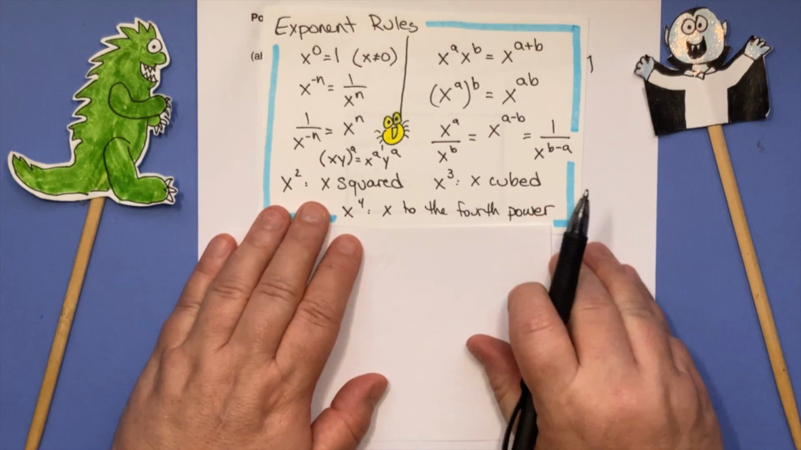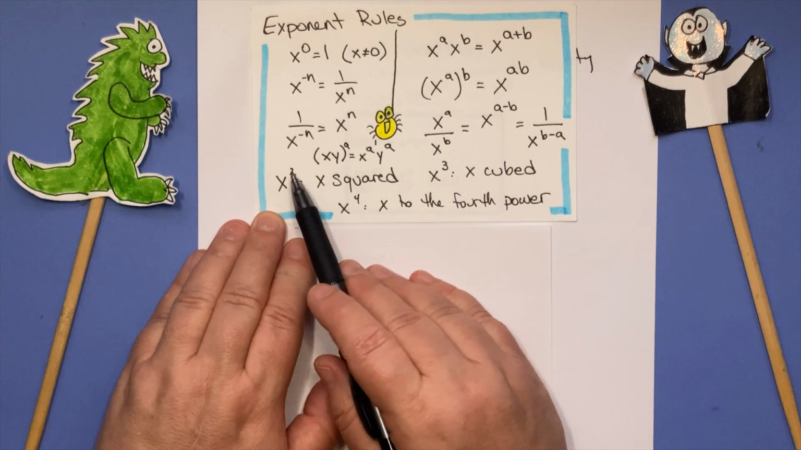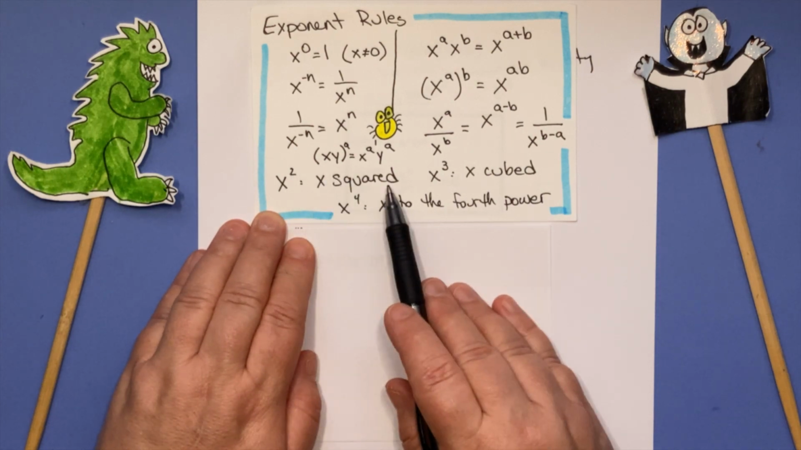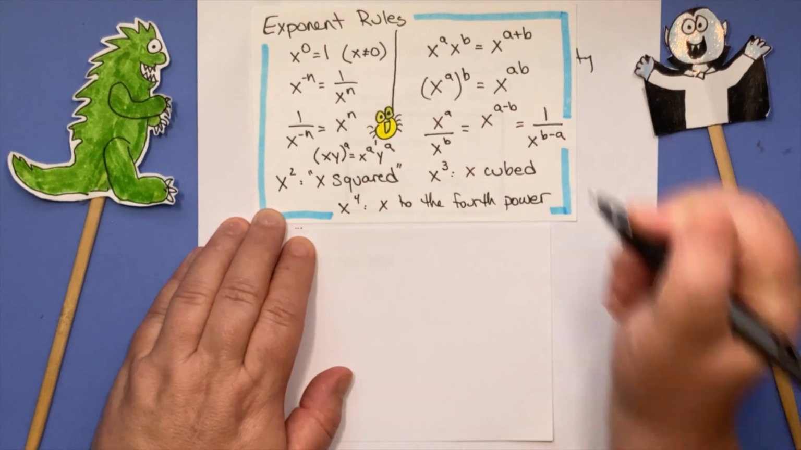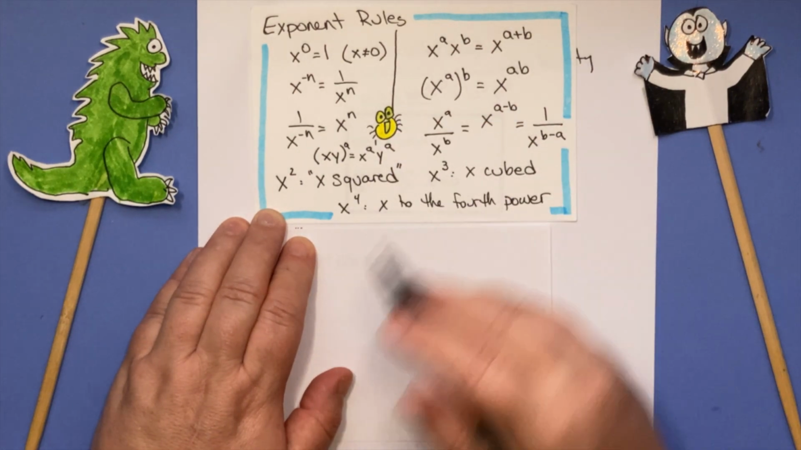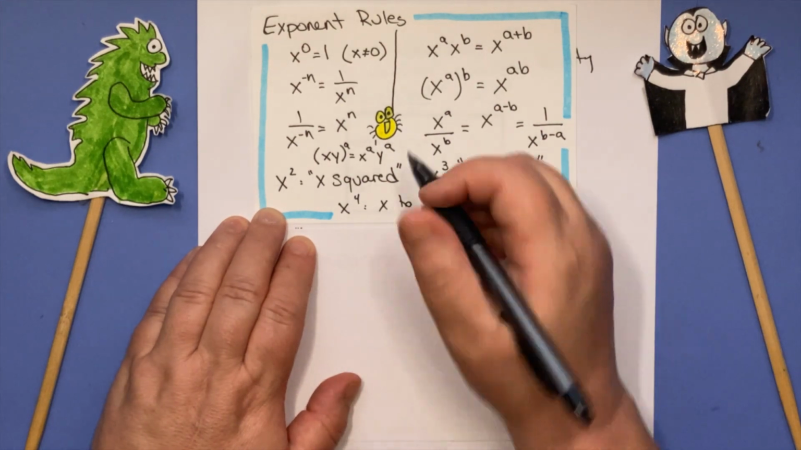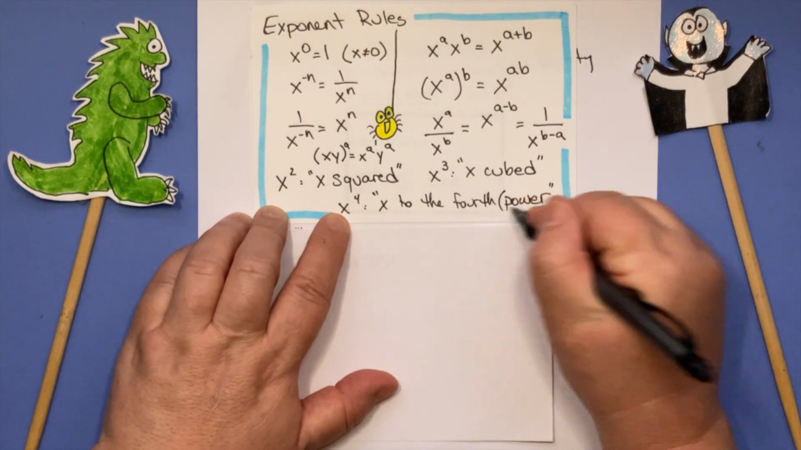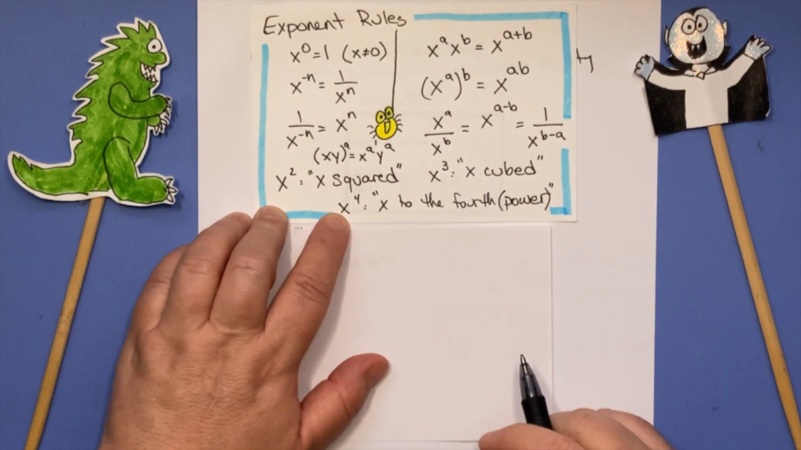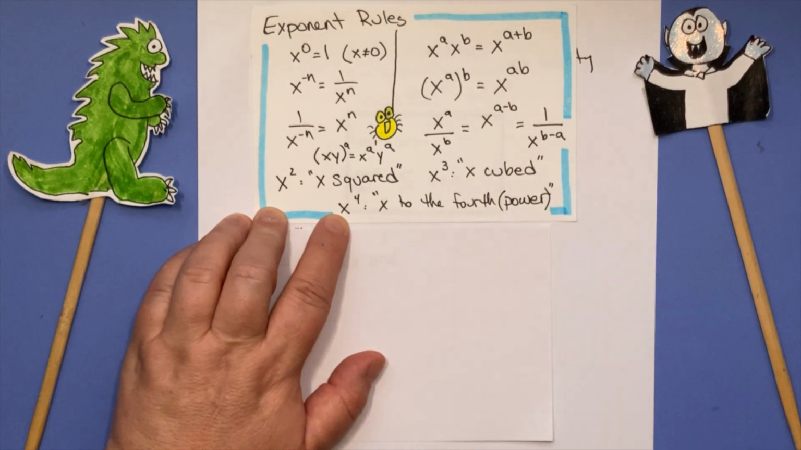And then down here at the bottom, I've got just a handy reminder, x to the 2nd power is also called x squared. I should put that in quotation marks. X raised to the 3rd power is also called x cubed. And x raised to the 4th power really is just x to the 4th power, although you don't have to use the word power. You can just say x to the 4th if you want to be really cool. And those are all the exponent rules right there.